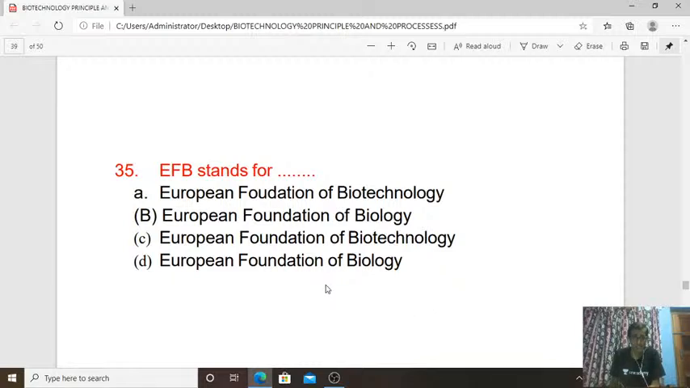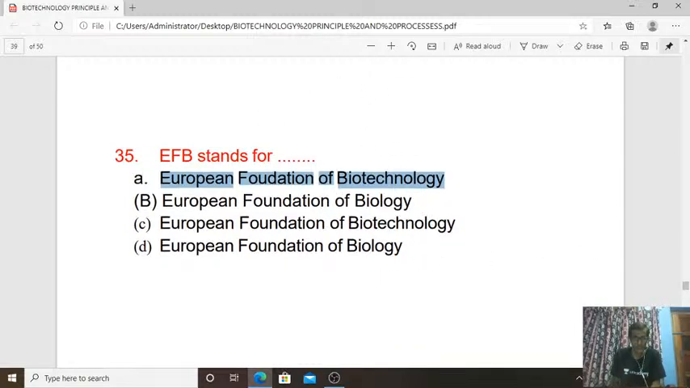So EFB stands for what? European Foundation of Biotechnology, European Foundation of Biology, European Foundation of Biotechnology, European Foundation of Biology. Here twice the same options, so which is the right one? You can take any one out of B and D and any one out of A and C. The answer for 35 is C. European Foundation of Biotechnology is one of the biotechnology related foundations.